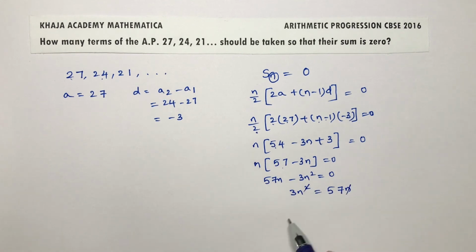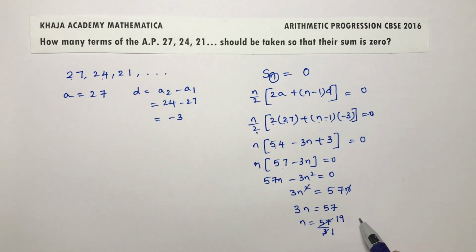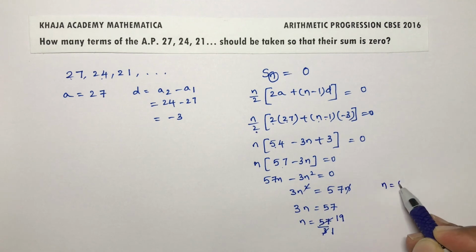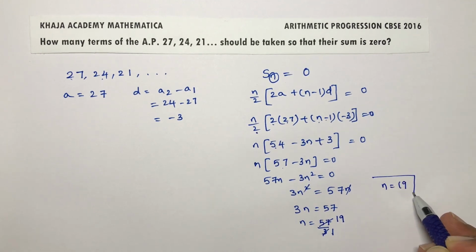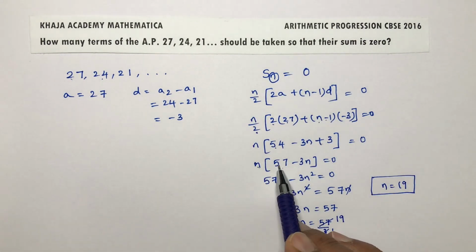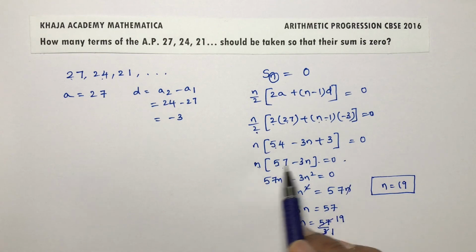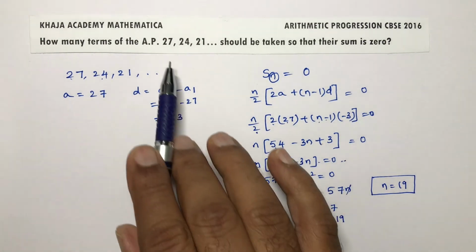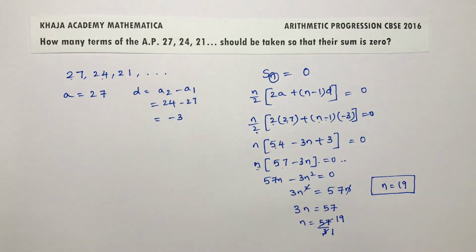n and n cancel. So 3n equals 57. n equals 57 by 3, which is nothing but, 3 times 1, 3, 27, 3 times 9, 27. Therefore, n equals 19. 19 terms are required so that the sum is 0. Here you can also take directly 57 minus 3n equals 0 and n equals 0, but the number of terms cannot be 0. So n equals 19.